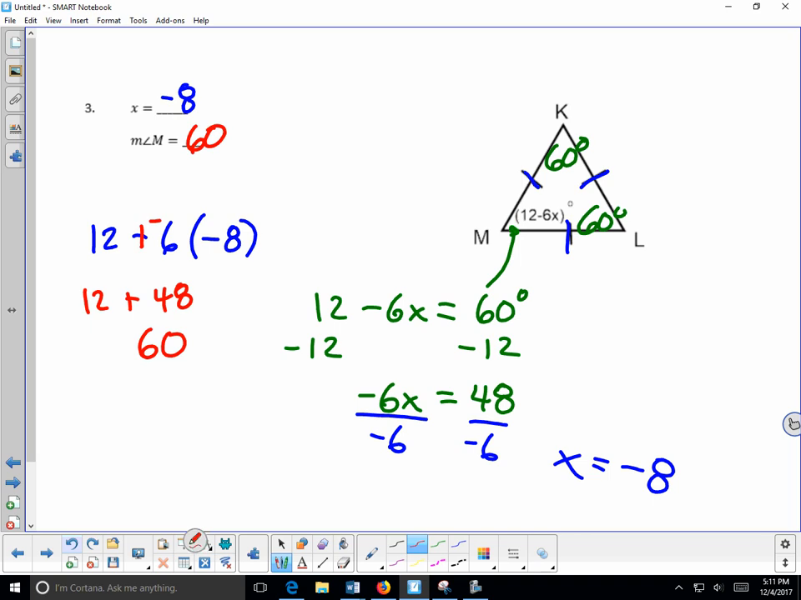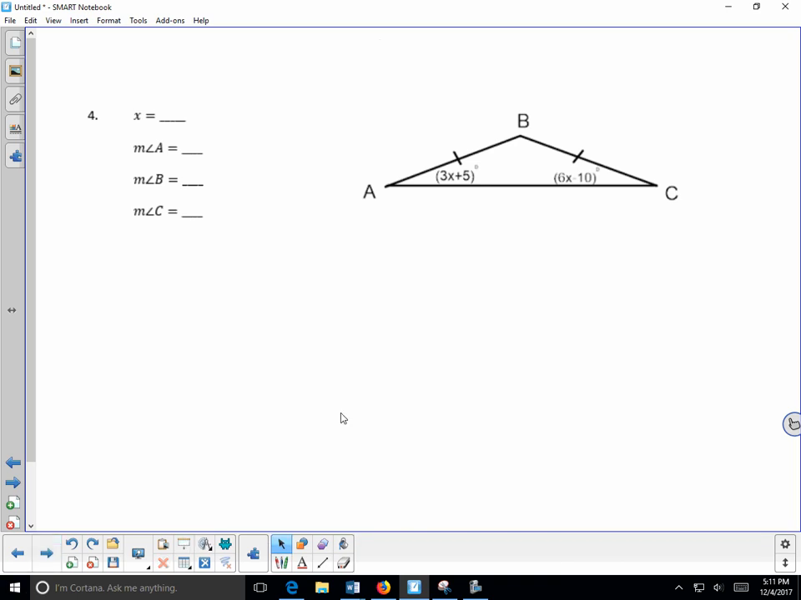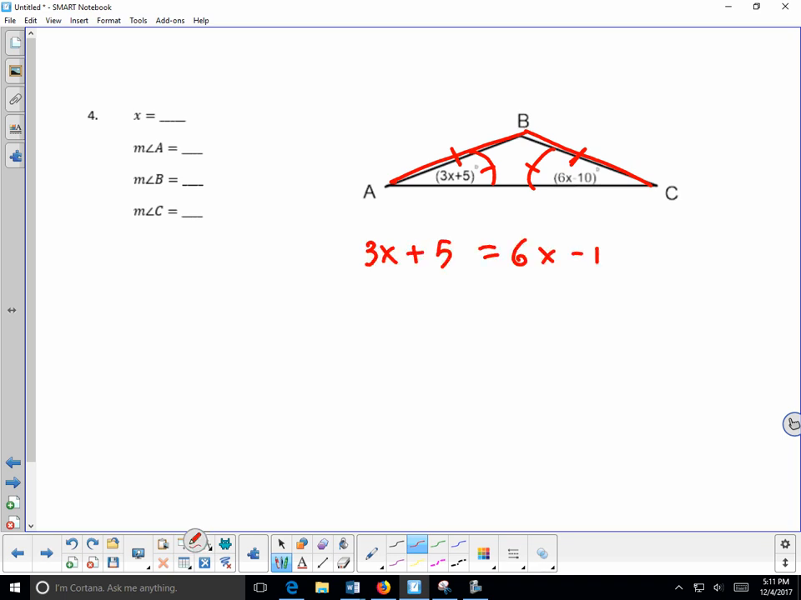Let's take a look at number 4 from version A. So on this one, we see the given information is that segment AB is congruent to segment BC. Those two sides are congruent, which means that the base angles have to be congruent. It's an isosceles triangle, and that's the isosceles triangle theorem. So that means that 3x plus 5 has to equal 6x minus 10.